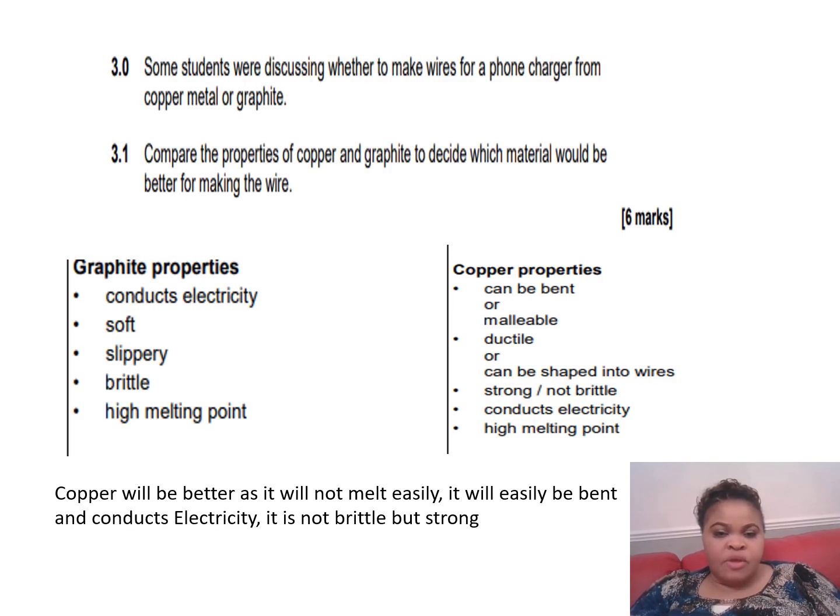So this one says some students were discussing whether to make wires for a phone charger from copper metal or graphite. So this one you just need to answer by comparing the properties of copper with the properties of graphite, and then write a conclusion. In this instance, if you look at the list of properties, copper is definitely better, and you need to highlight the properties that will make copper better for making the wire.